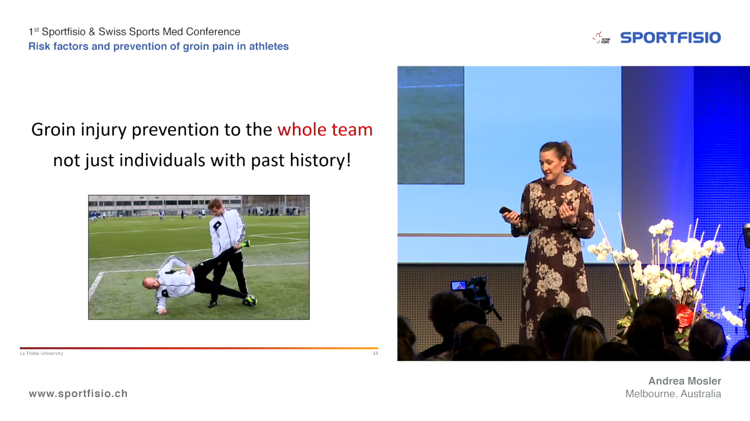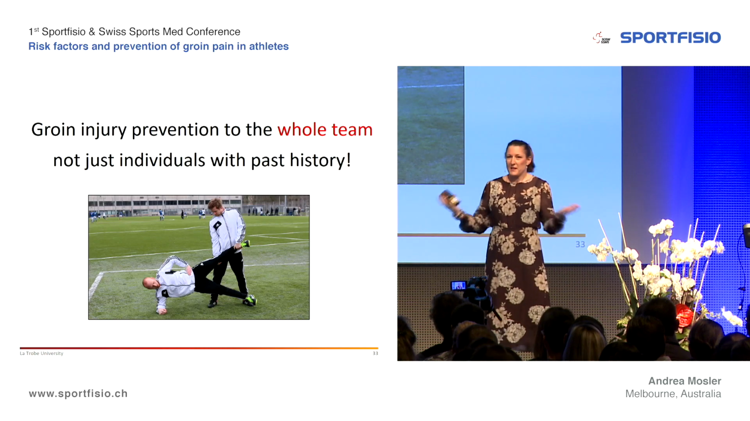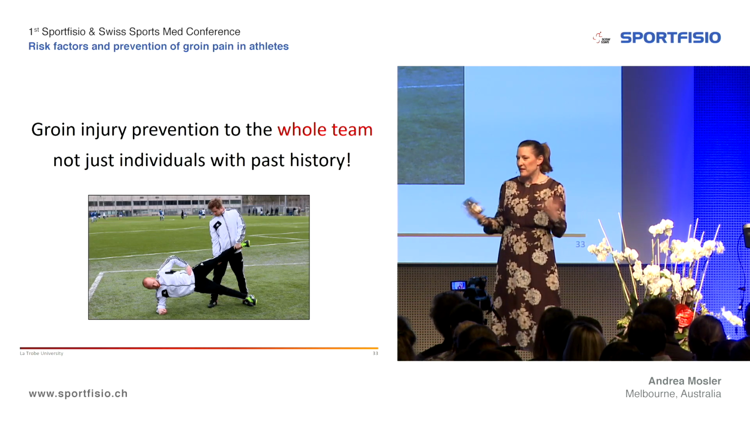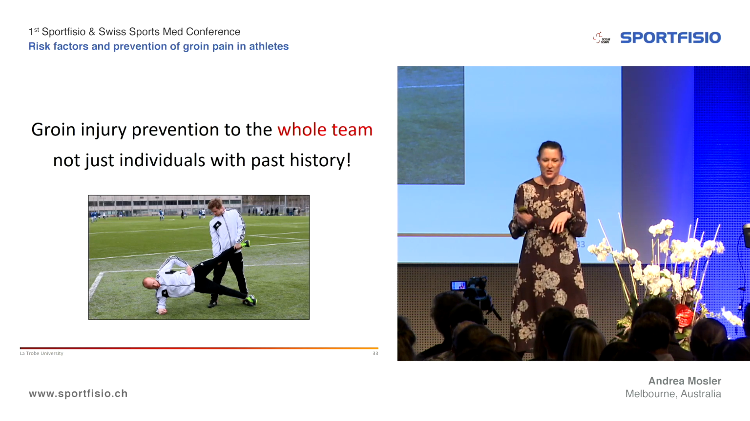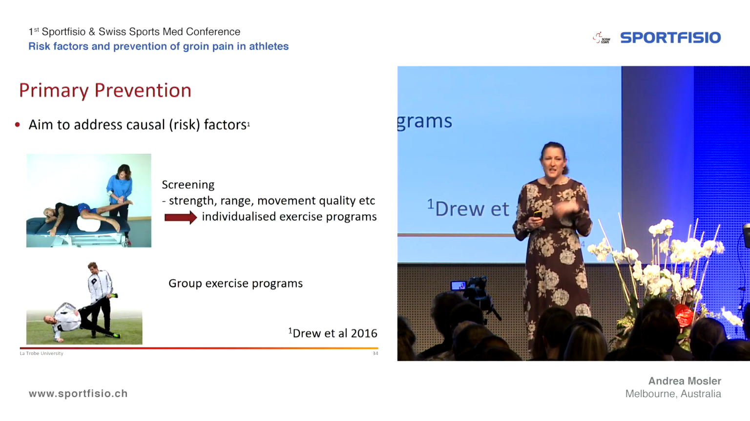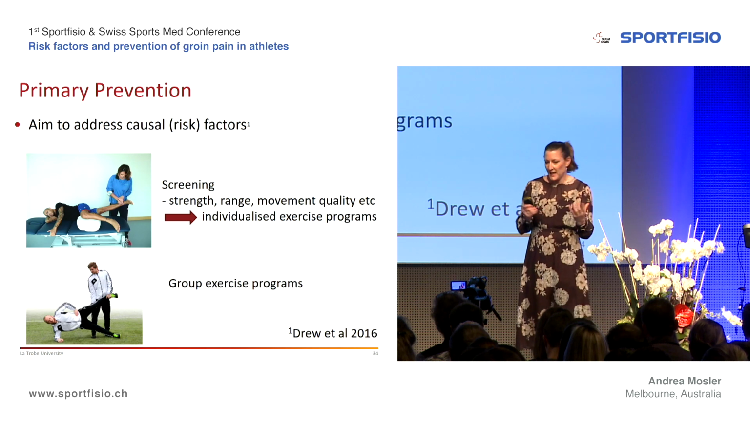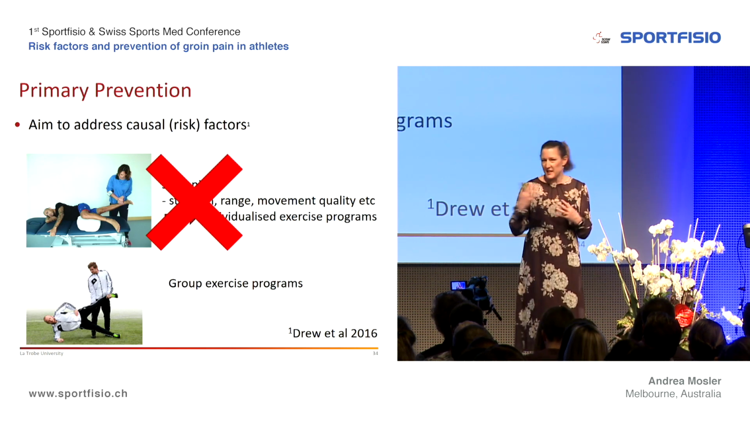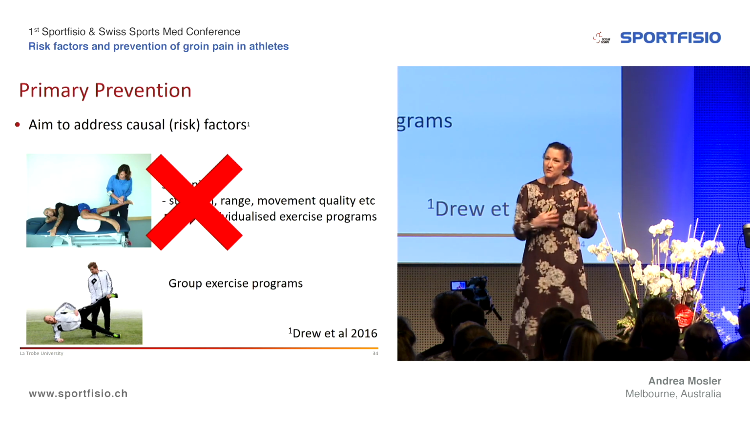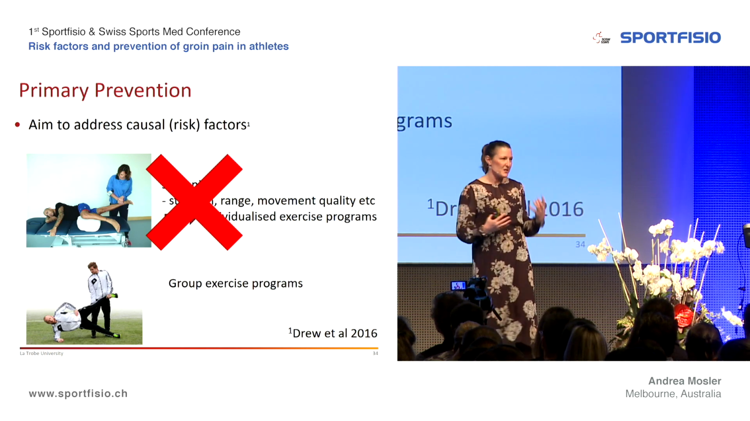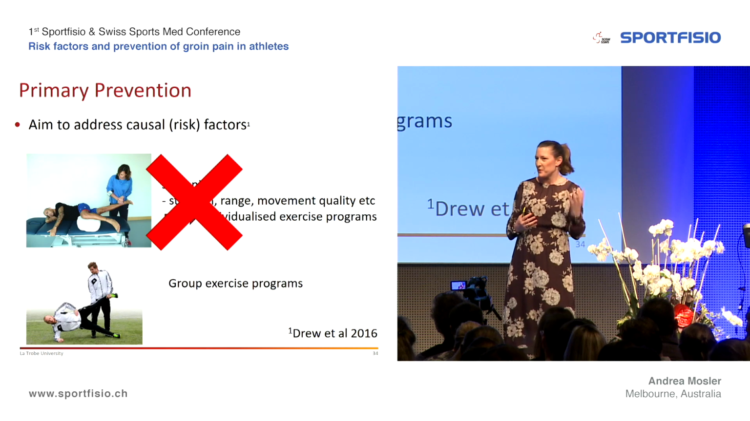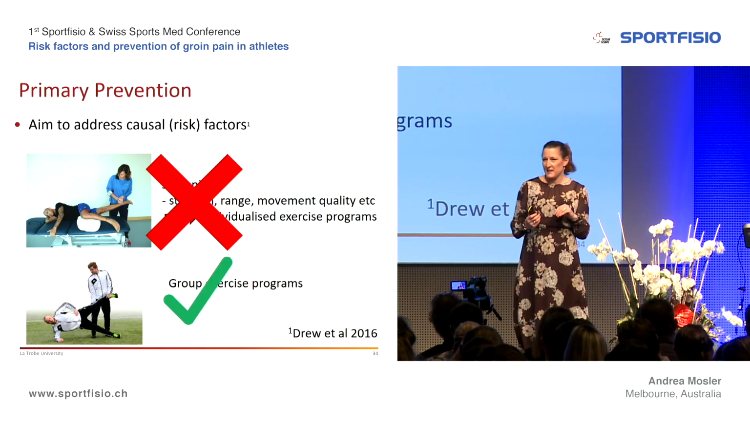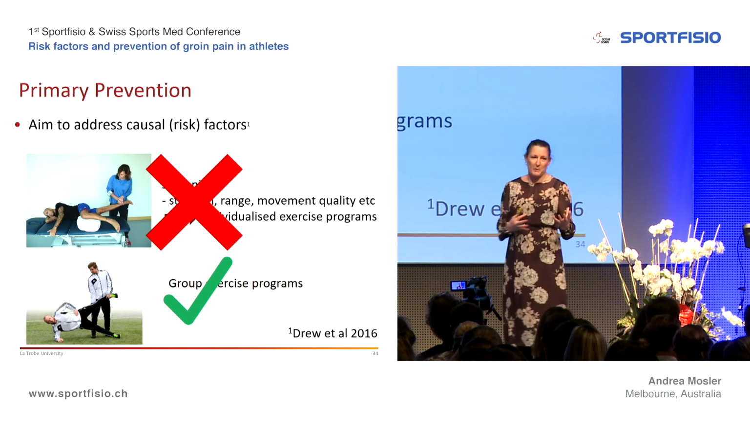So what does that mean? It means that aren't we better just implementing our injury prevention measures to the whole team rather than just the individuals with the past history? So again, that's a primary prevention measure. So it looks like doing this screening to try to predict those that will get injured and doing the individualised exercise programs is perhaps not time and money well spent. And maybe we should just be looking at things like the Copenhagen adduction exercise as a primary prevention measure.